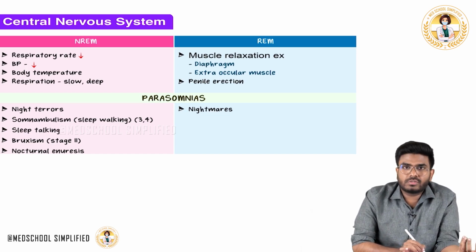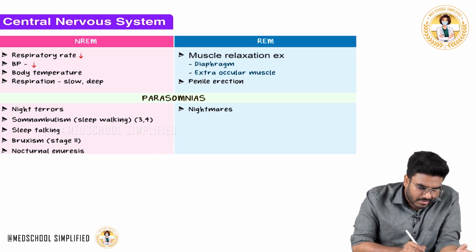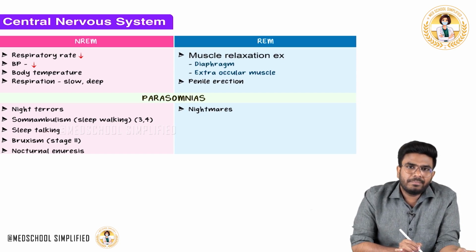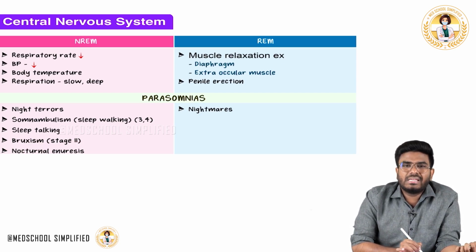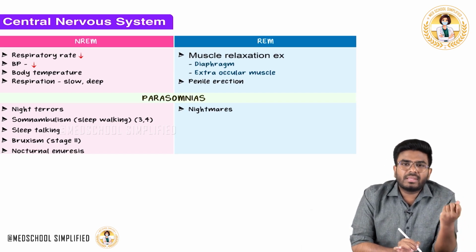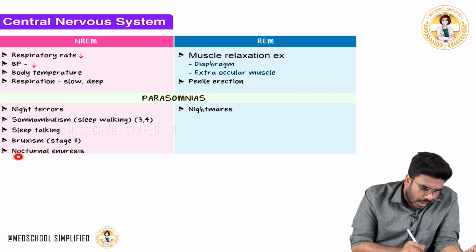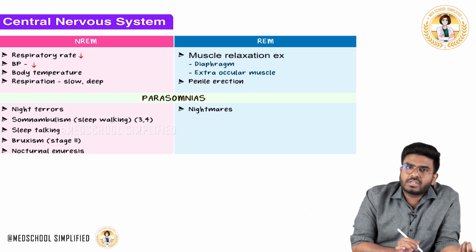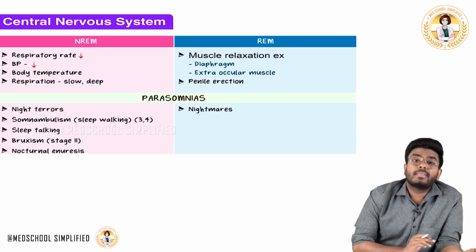And sleep talking: some people wake up in the middle of the night and start to talk, and they don't know with whom they are talking. So sleep talking is seen in the NREM phase. And bruxism is an MCQ point. Bruxism is grinding the teeth. In the middle of the night, the person is grinding his teeth. That bruxism is seen in stage 2 NREM. And nocturnal enuresis means bedwetting.